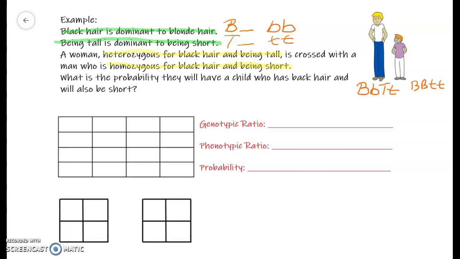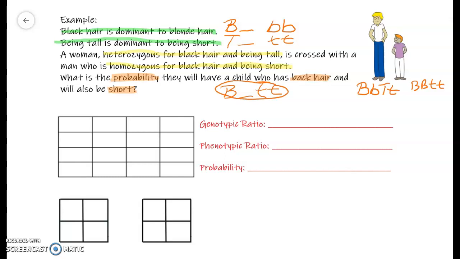Now what does the problem ultimately want us to answer? It wants us to answer the following. What is the probability? All right, there's our word again. That means percentage or fraction is what we want to ultimately get to. That they will have a child who has black hair and is also short. So I'm going to make a little notation for myself. I'm looking at the chances that this couple is going to have a child who has black hair, which means they have at least one big B, and they are short, two recessive alleles. That's what we're going to be looking for when we do our Punnett squares.